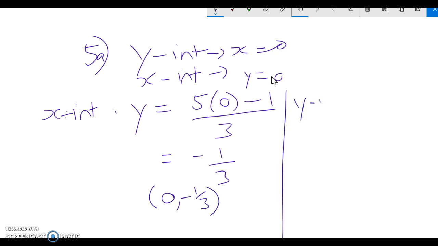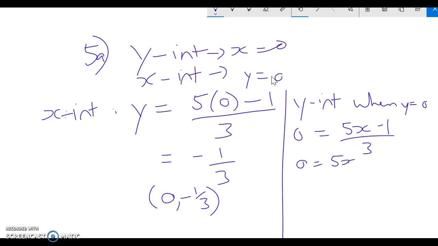The x-intercept, of course, is when y equals 0, so you can go 0 equals 5x take 1 on 3. Of course, times both sides by 3, 0 times 3 is 0, so we're going to get 0 equals 5x take 1, 1 equals 5x. So x is going to equal 1 on 5. So our point is going to be 1 on 5, 0. Then we've got 2 points.